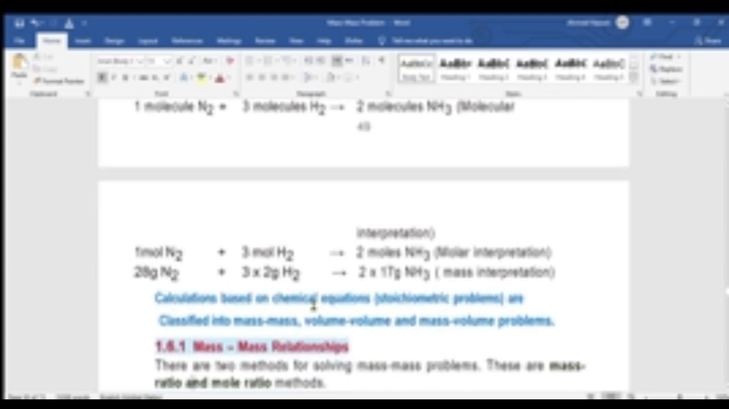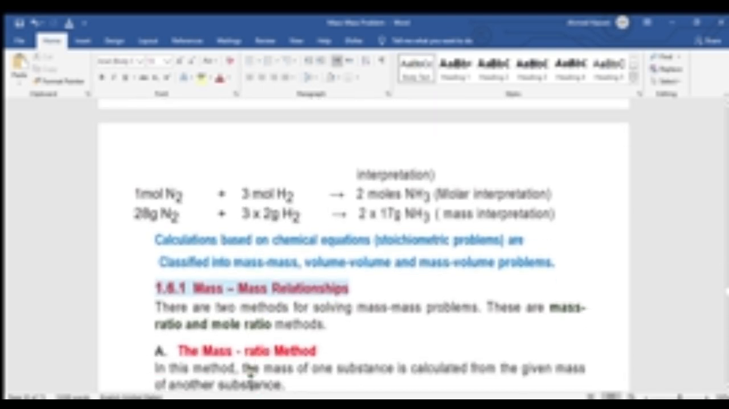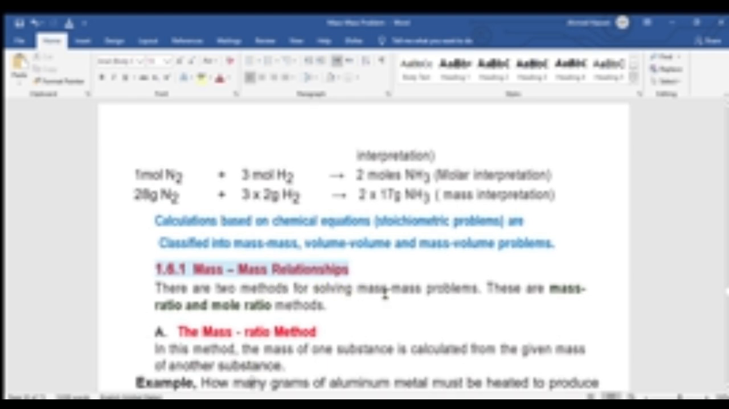Calculations based on chemical equations, or stoichiometry problems, are classified into mass-mass relationship or problem, volume-volume problem, and mass-volume problem. These are general classifications. The mass-mass relationship: there are two methods for solving mass-mass problems. These are the mass ratio and the mole ratio methods. The mass ratio method is the method in which the mass of one substance is given while the mass of another substance is going to be calculated.